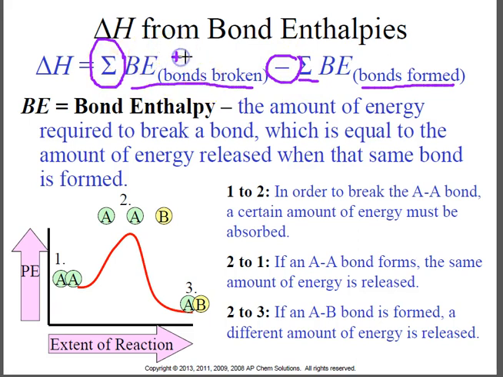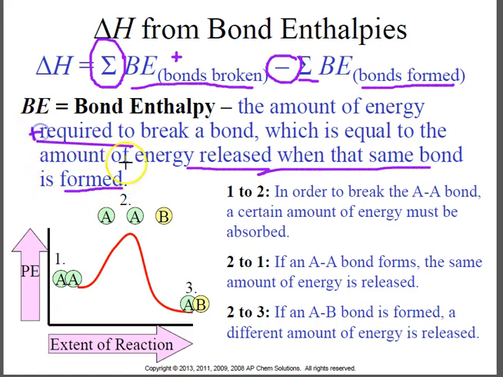When we have BE in this equation, that's just referring to our bond energy or bond enthalpy, and that'll be positive when the bond is broken, or negative when energy is released when the bond is formed. Okay, so positive when the bond is broken, negative when the bond is formed.